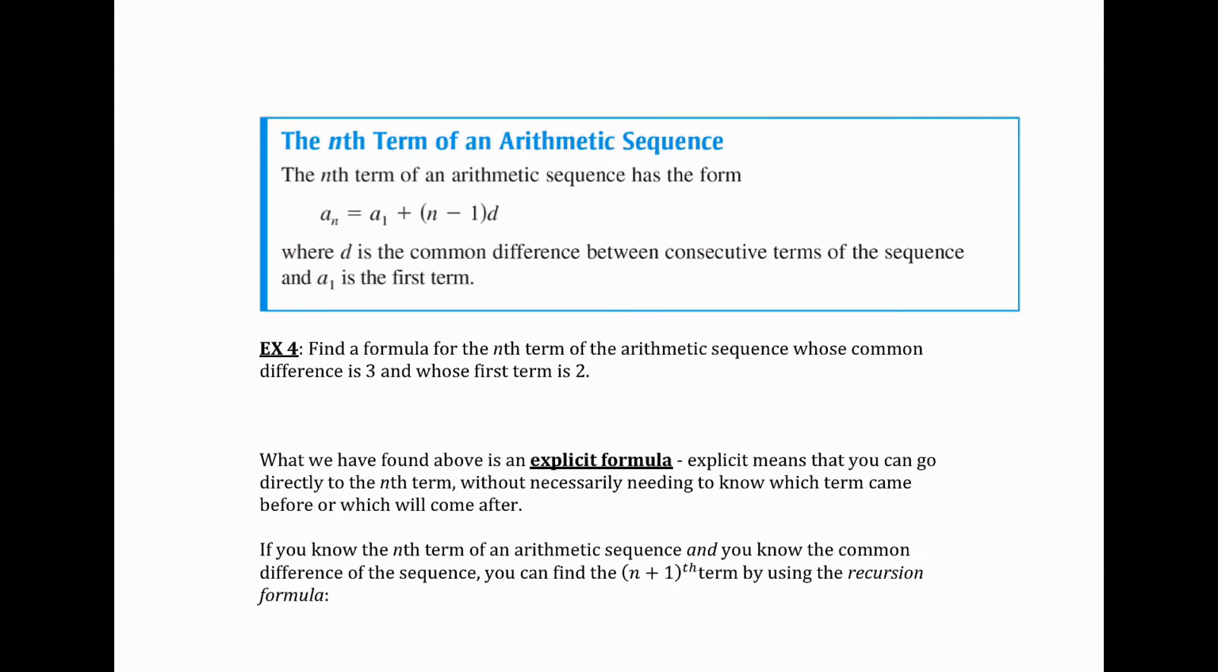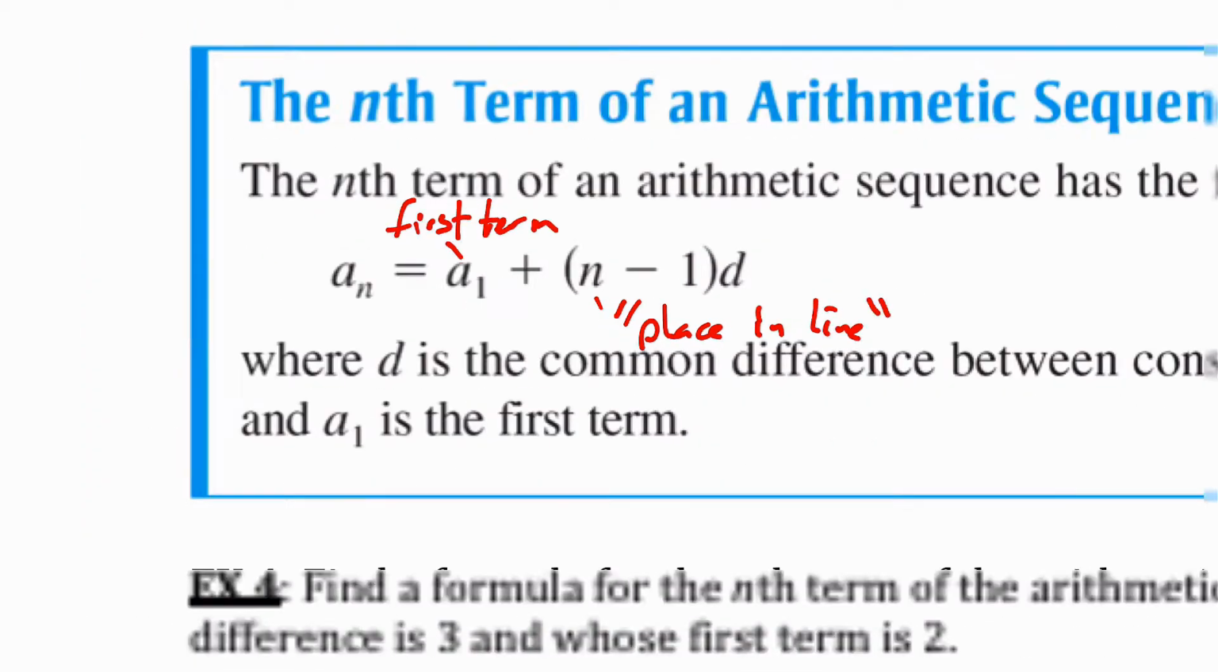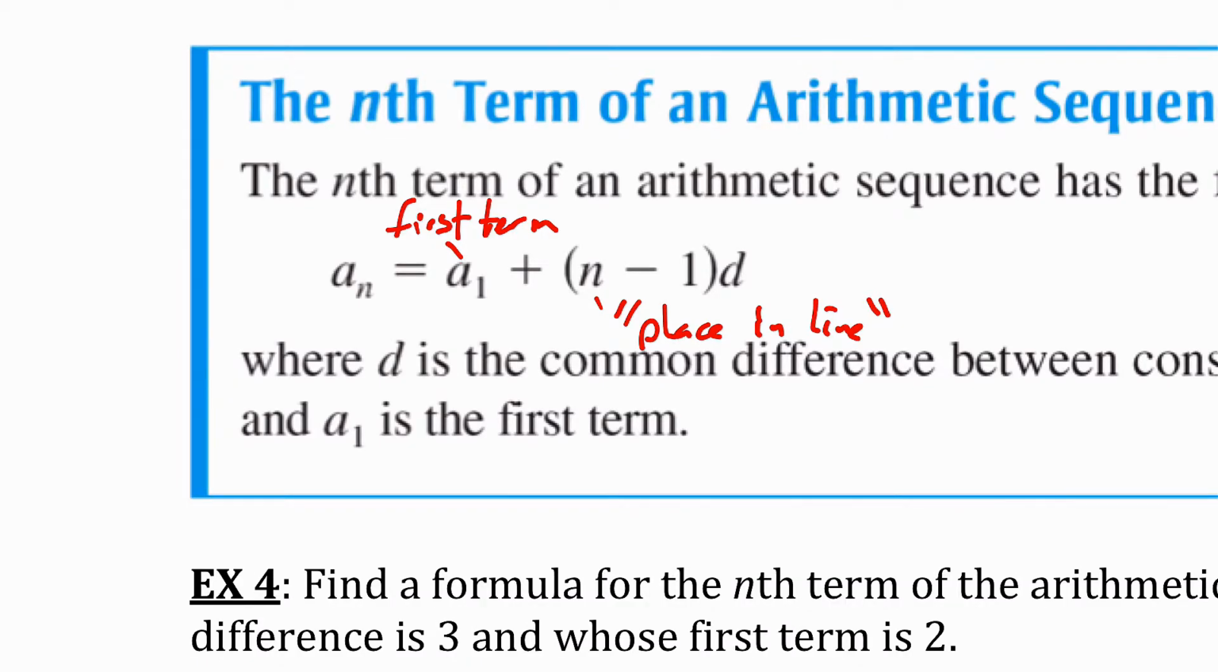Building off what we just looked at, to find the nth term of an arithmetic sequence. The nth term has the form a sub n equals a sub 1, and remember that's our first term here, plus n minus 1 times d. Now the n would just be like the place in line. So if we're finding the 50th term, we plug in n equals 50. d is the common difference between consecutive terms, and a sub 1 is our first term.